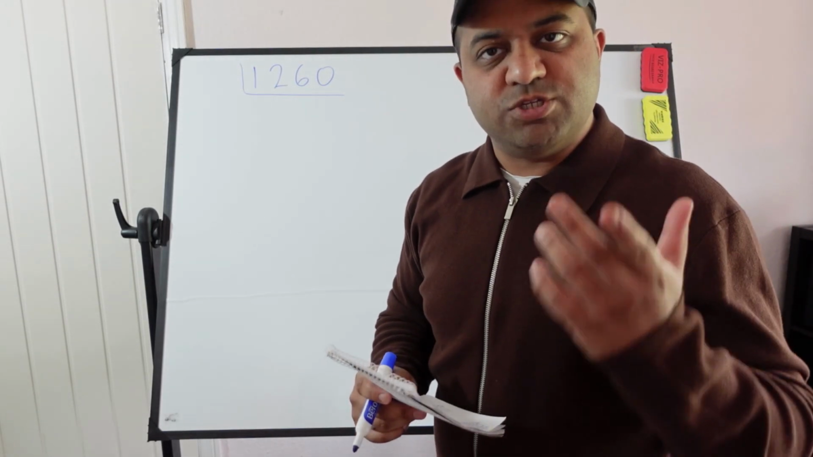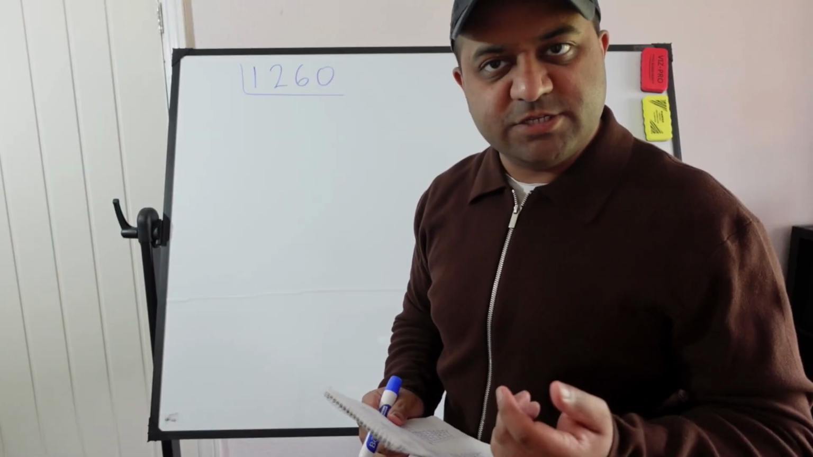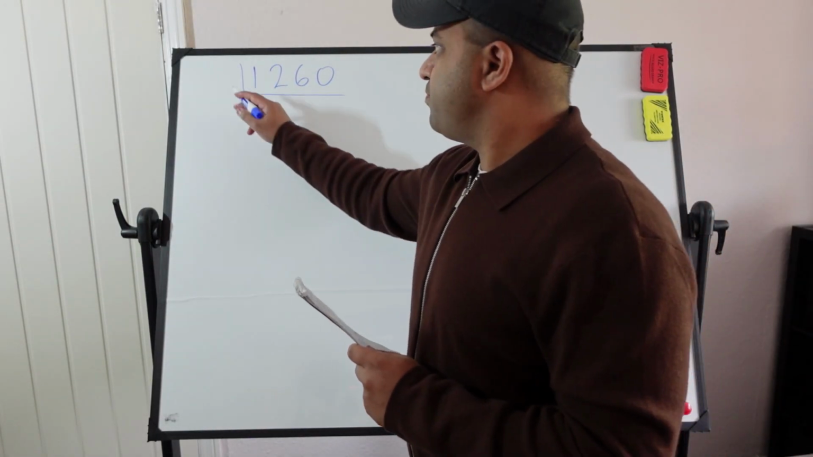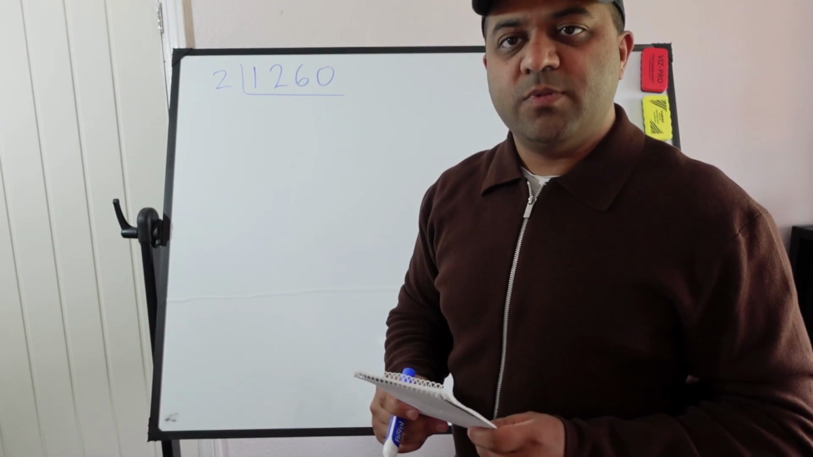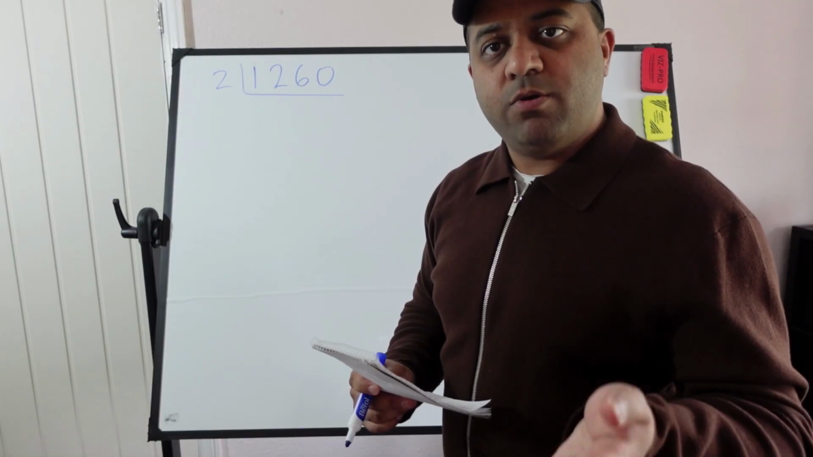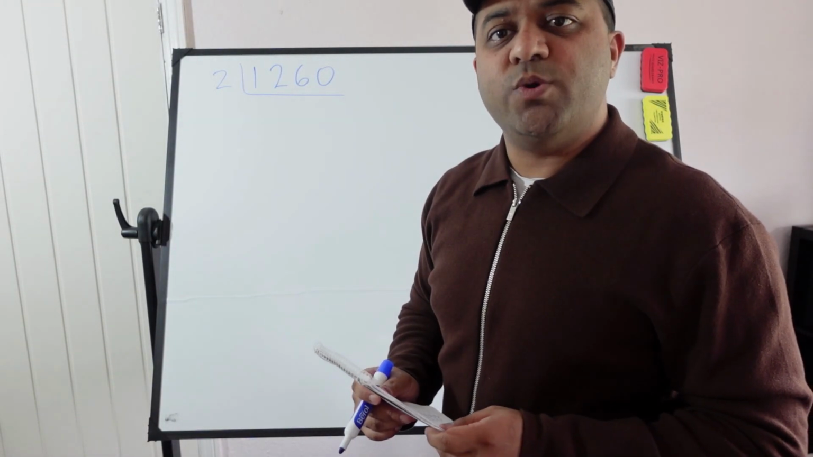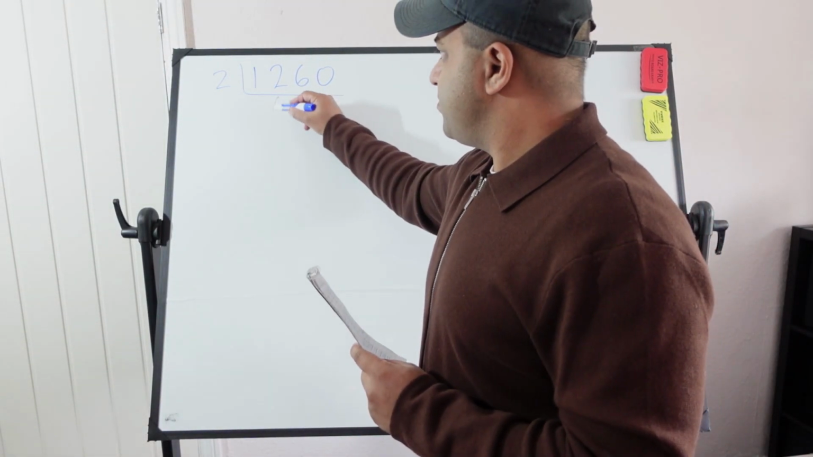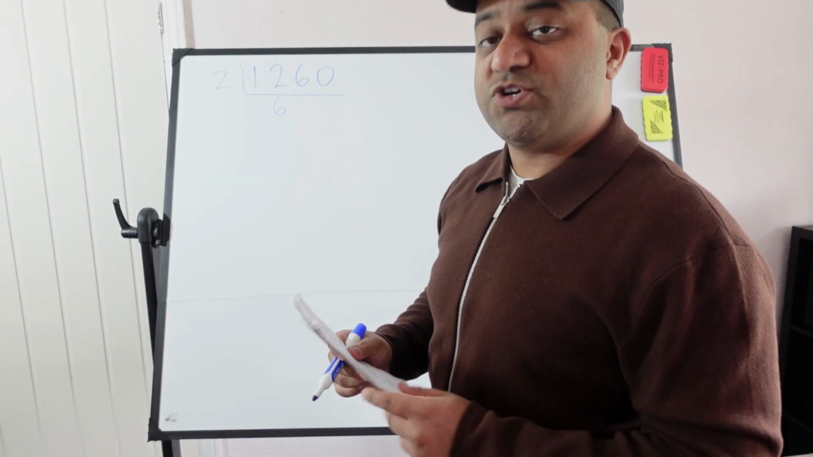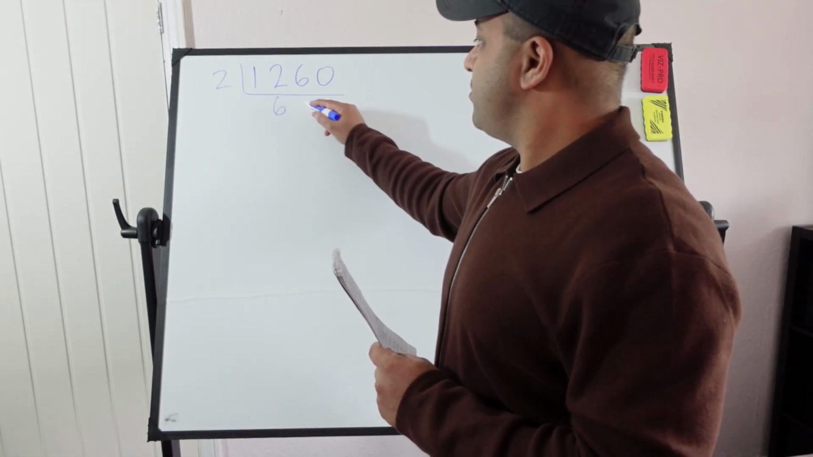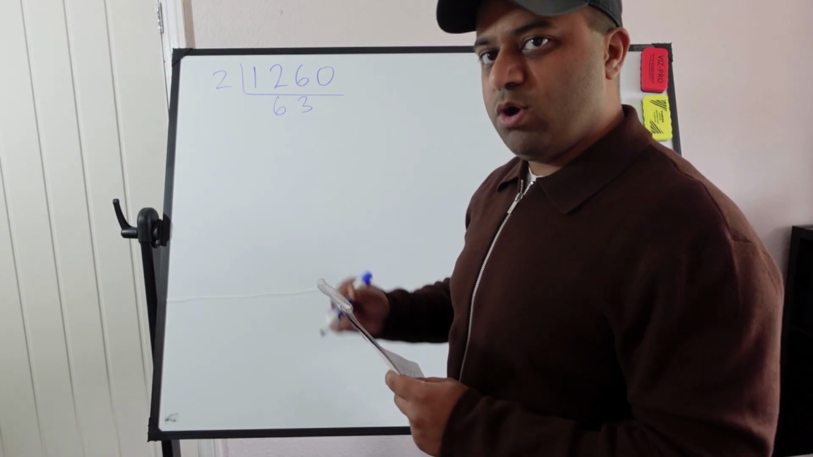So, does the number 2 go into this number? Yes, it does. Ends with a 0. So, 2 into 1 is 0. We'll carry the 1. 2 into 12 is 6. 2 into 6 is 3. And 2 into 0 is 0.